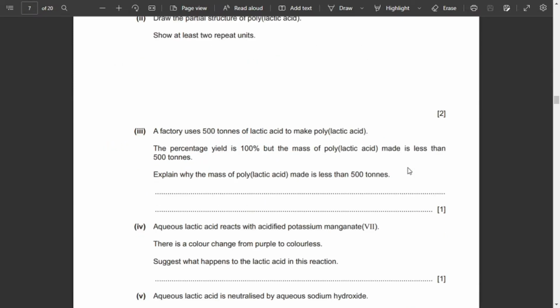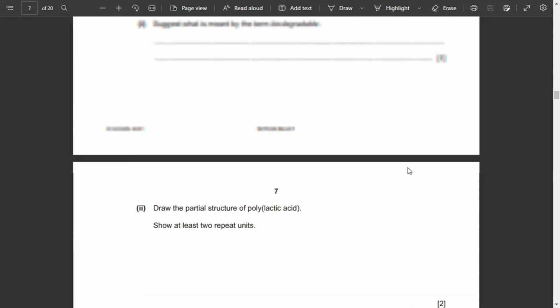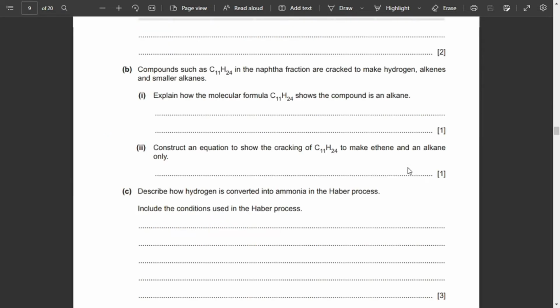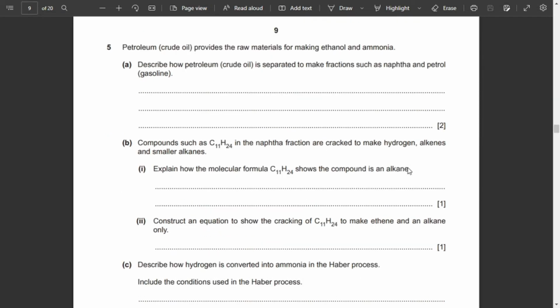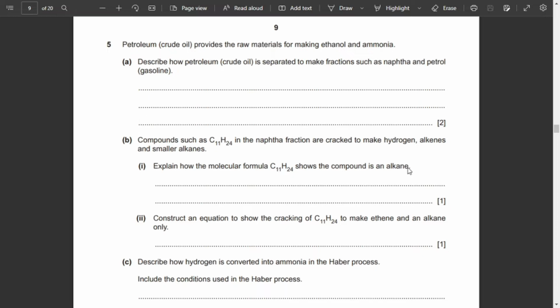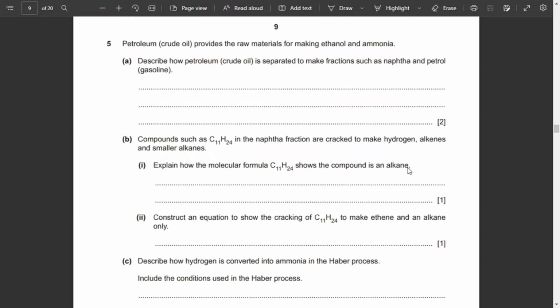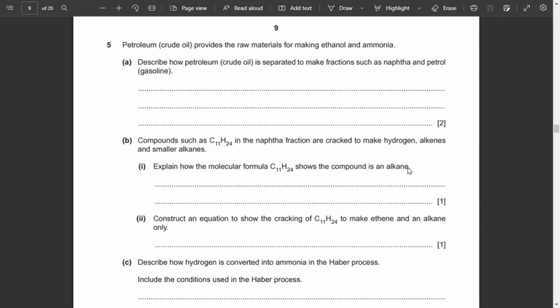We've already solved till question number 4 and today we need to start question number 5. Question number 5 says petroleum crude oil provides the raw materials for making ethanol and ammonia. Part A says describe how petroleum crude oil is separated to make fractions such as naphtha and petrol gasoline.